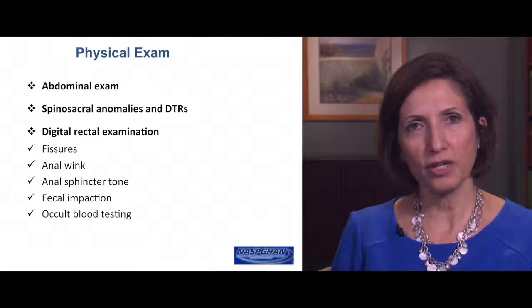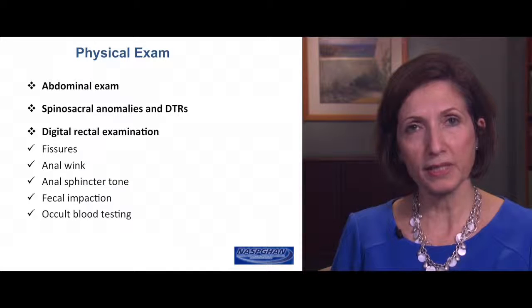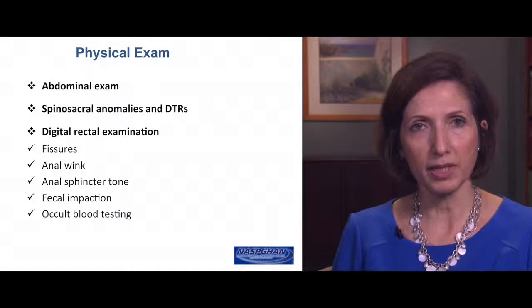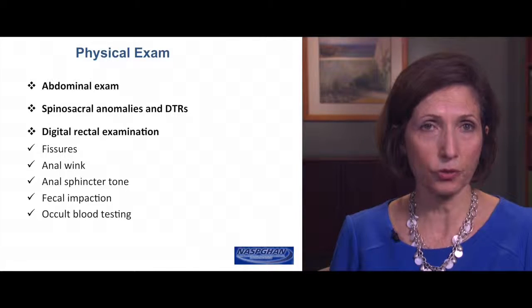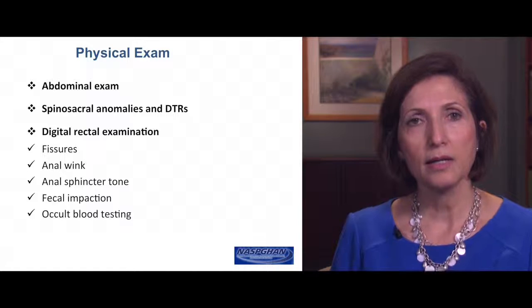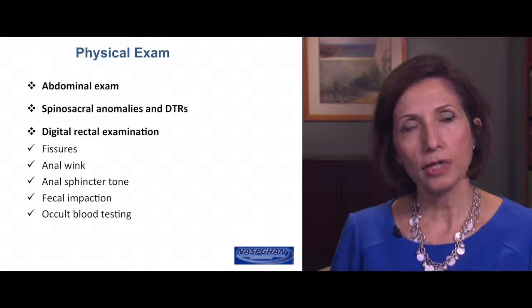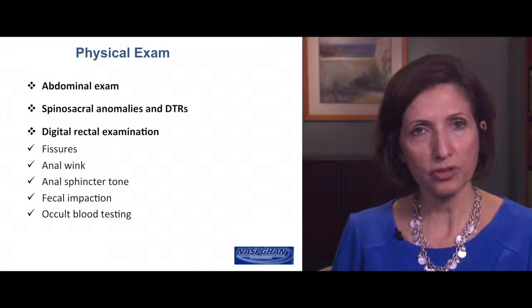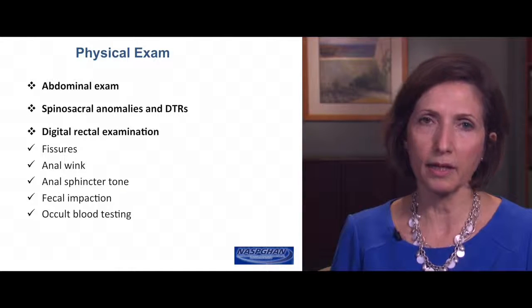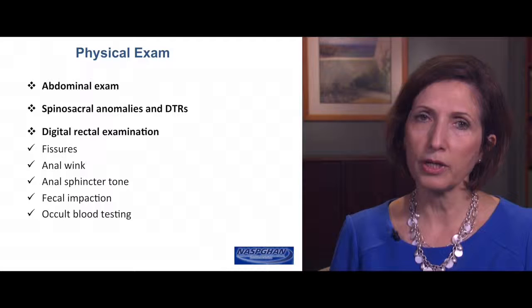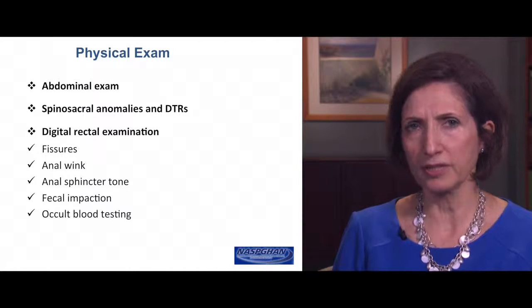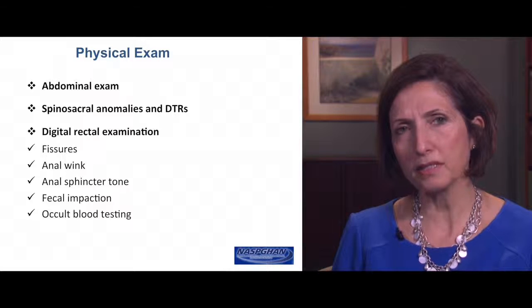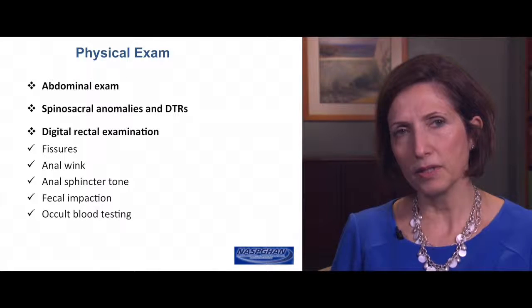After doing the complete history, we come to the physical exam, and we have to do a complete abdominal exam. We need to do a spinocerebral exam to look for anomalies and deep tendon reflexes, check how brisk they are. Then the digital rectal exam or anal exam first, looking for fissure, anal wink, then by the digital exam looking for the tone of the anal sphincter, looking also for fecal impaction, retention in the rectum, and maybe testing for occult blood in this case.